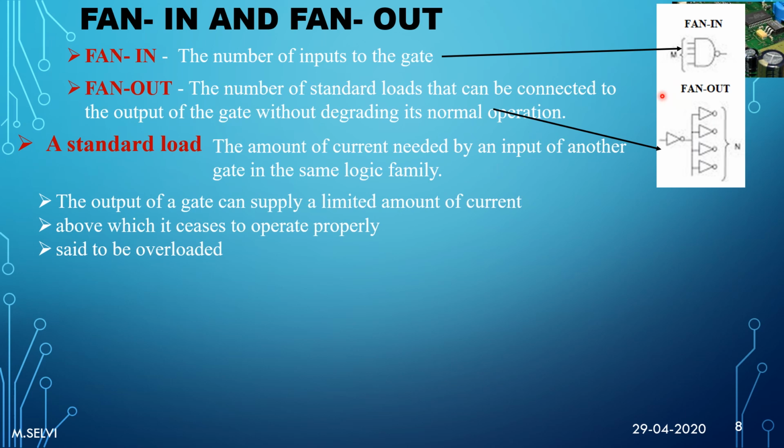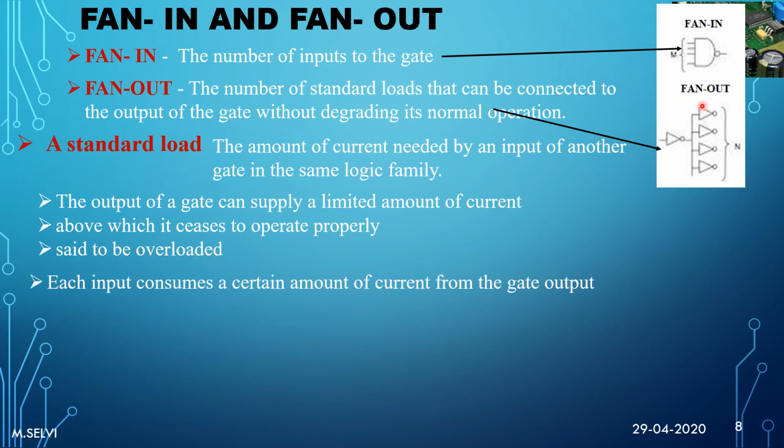From the point of view of this particular input or the single NOT gate, the output of a gate can supply some limited amount of current, and above which if we try to connect more gates to its output, it will cease to operate properly. It will not function as a NOT gate properly, and in that condition we call it overloaded.